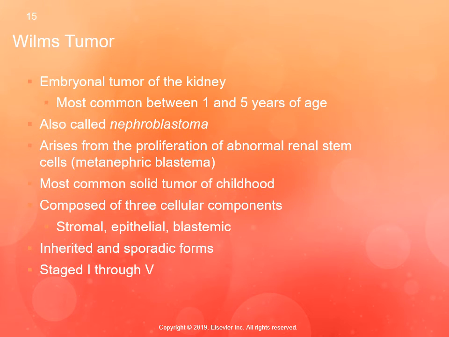Wilms tumor is a type of tumor that's an embryonal tumor of the kidney, usually detected between 1 and 5 years of age, also called nephroblastoma. It's the most common solid tumor in children.